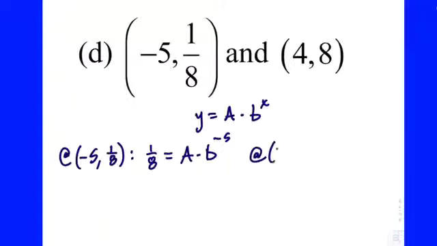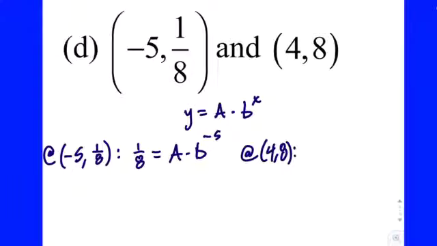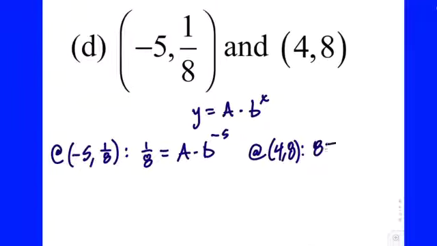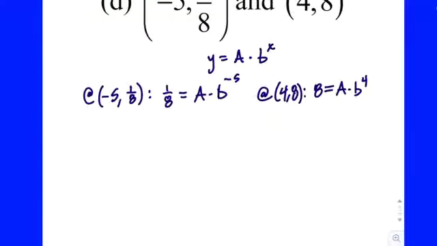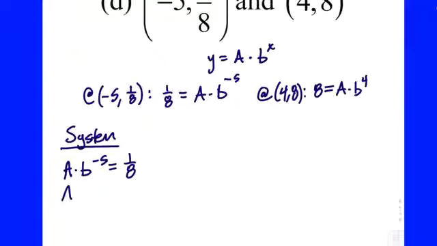So at the point (4, 8), that's a good looking ordered pair. Rather boring, actually. 8 equals a times b to the fourth. All right, so now we can create our system. I'll go ahead and write system here, although we didn't do that last time. You don't need to. And I'll put the variables on the left, again, just out of preference. So we have a 1/8, and then we've got ourselves a positive 8.